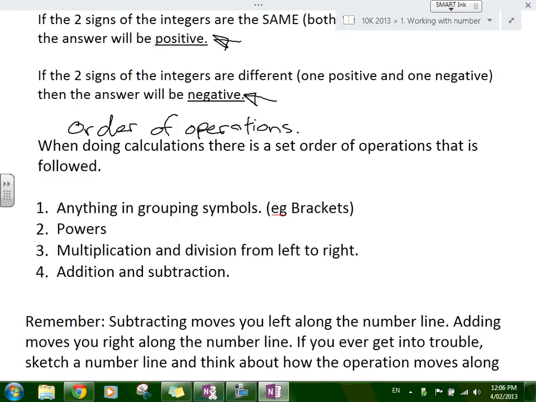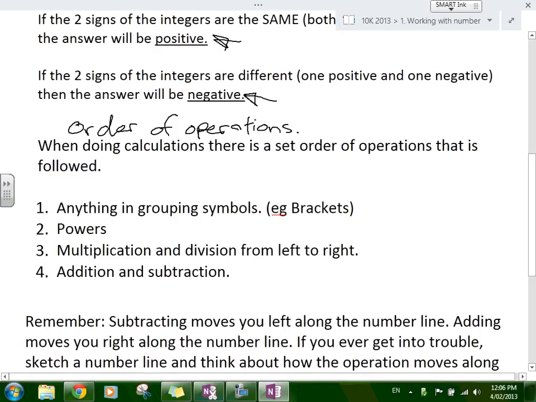Okay, anything in brackets or any sort of grouping symbols comes first. Whatever's inside the brackets you have to do first. What happens after that is any powers or indices. Then something squared or something cubed, something to the power of 5, whatever it might be. After that comes multiplication and division, that's from left to right. And then after that comes addition and subtraction.